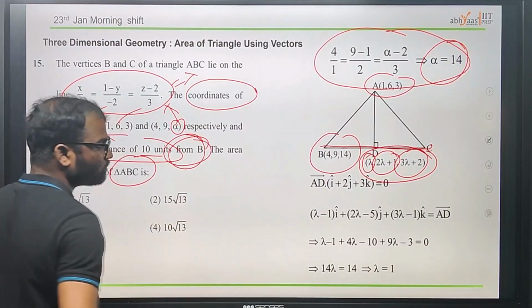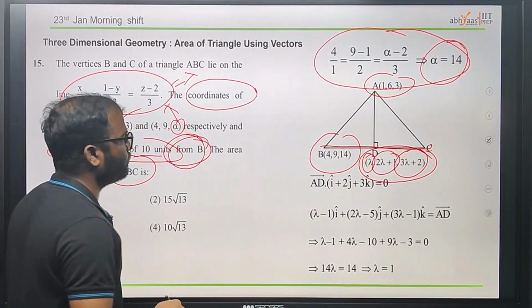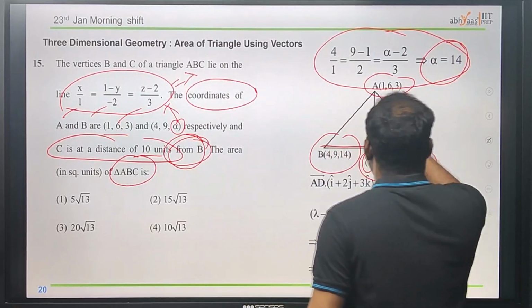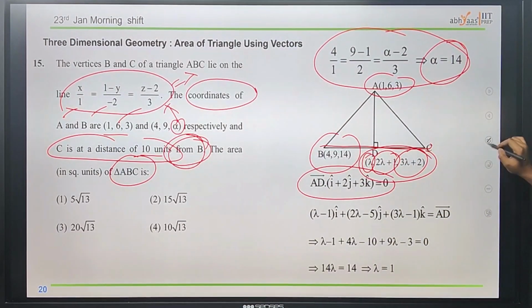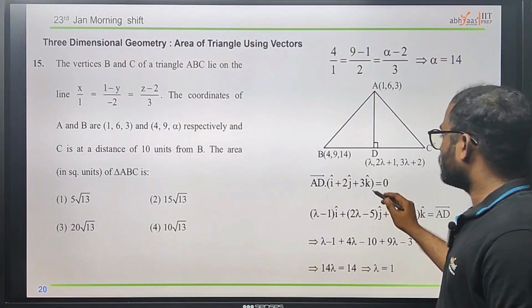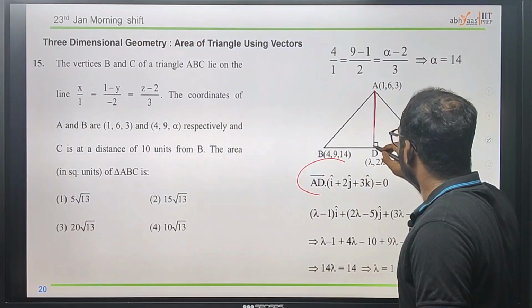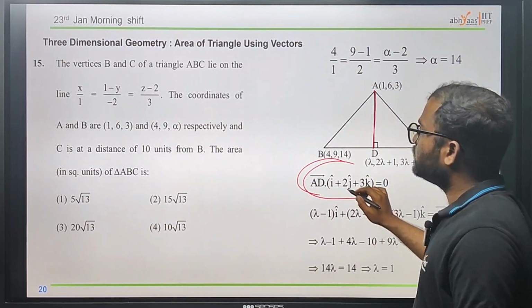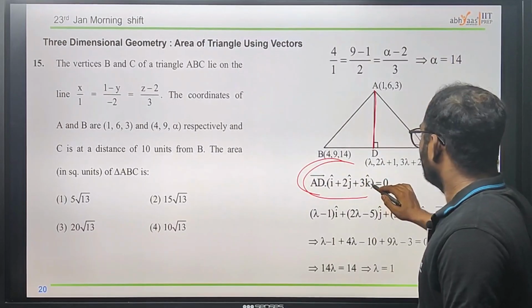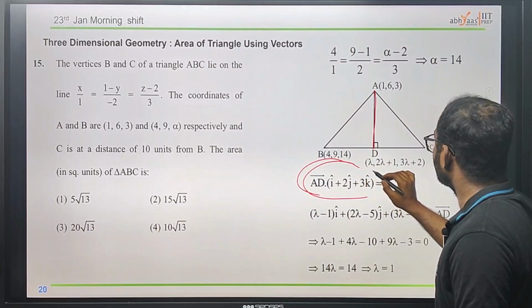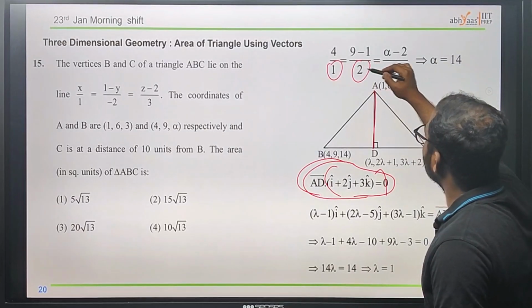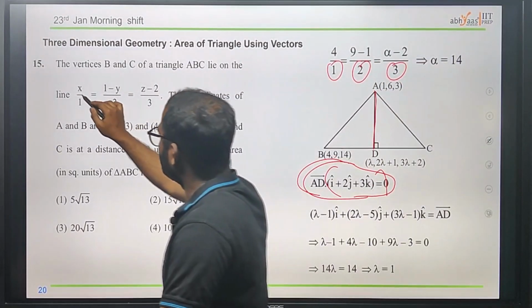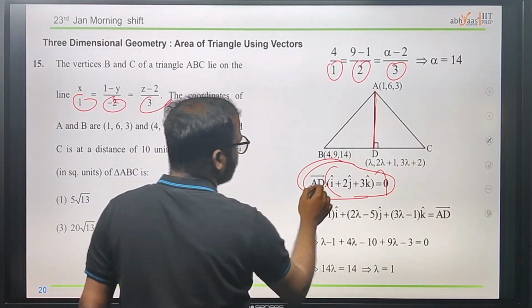Okay, C is the distance from D, and we know that perpendicular means the product of those will be equal to 0. So the thing we need to do here is take AD bar. This comes from this kind of situation. I hope you understand this. These are the ratios we have just used: the direction ratio of this line and the direction ratio of AD.